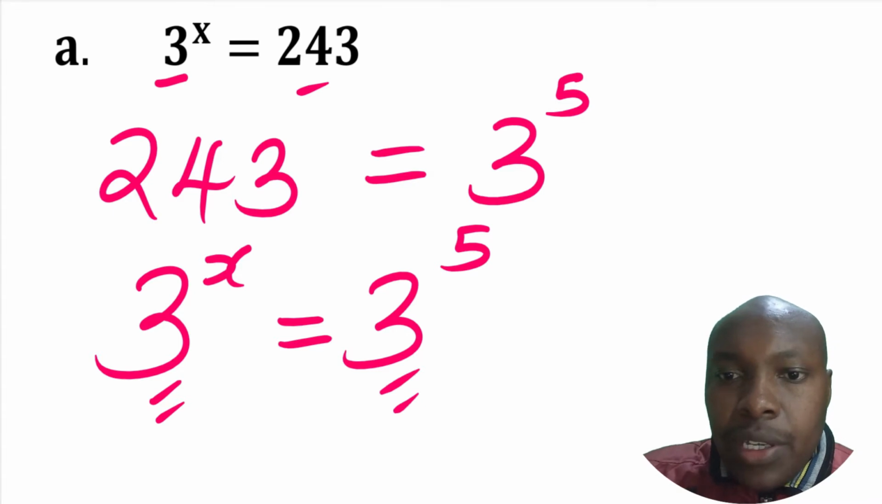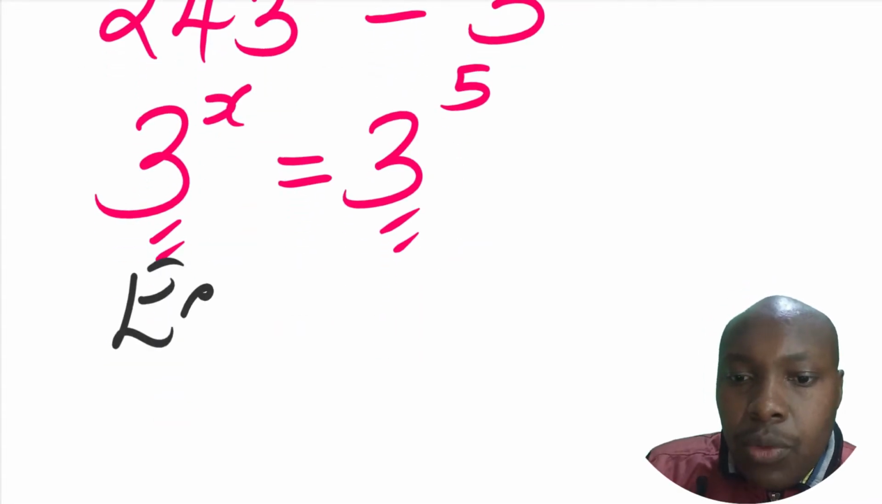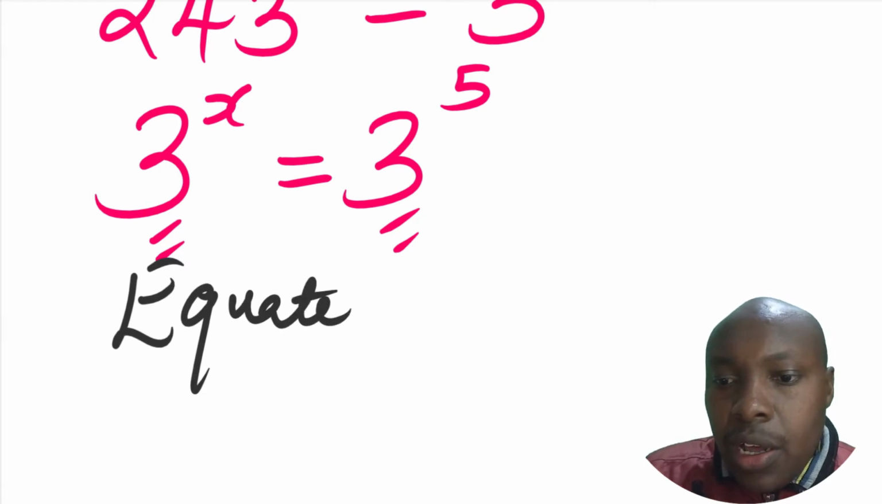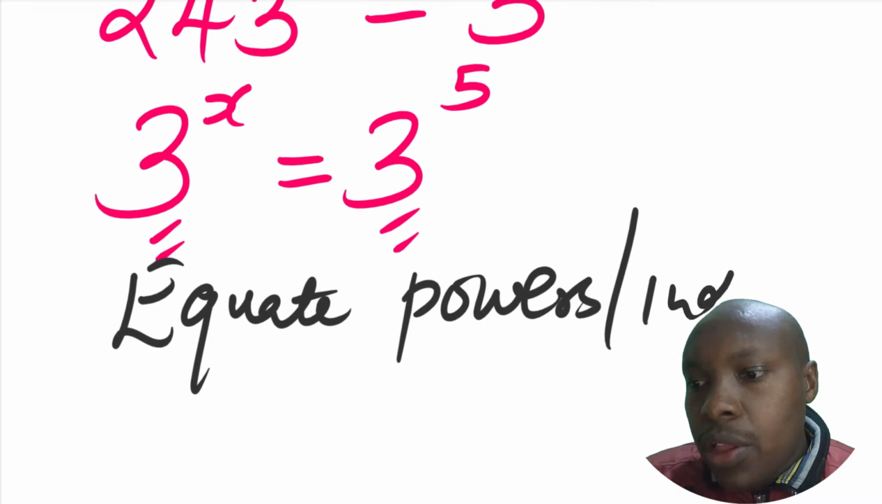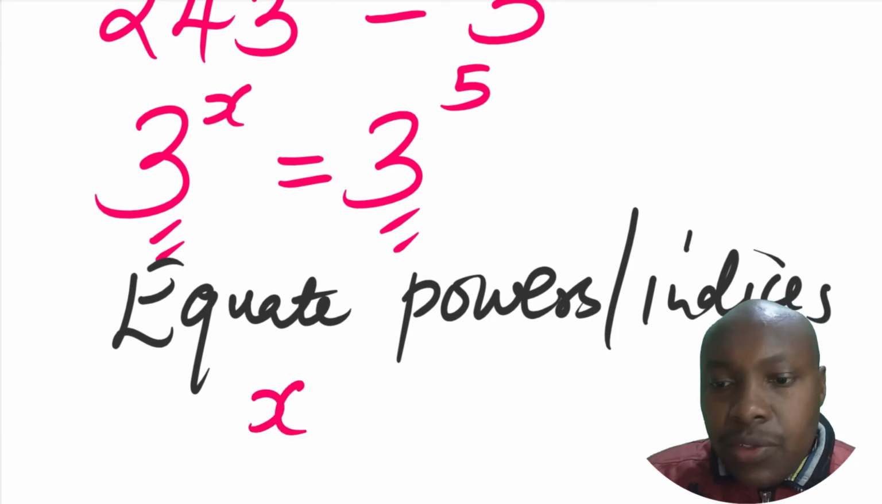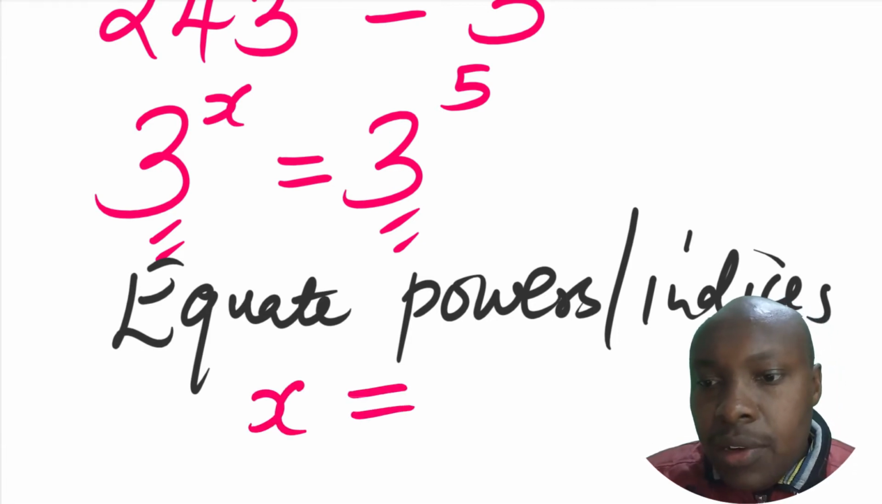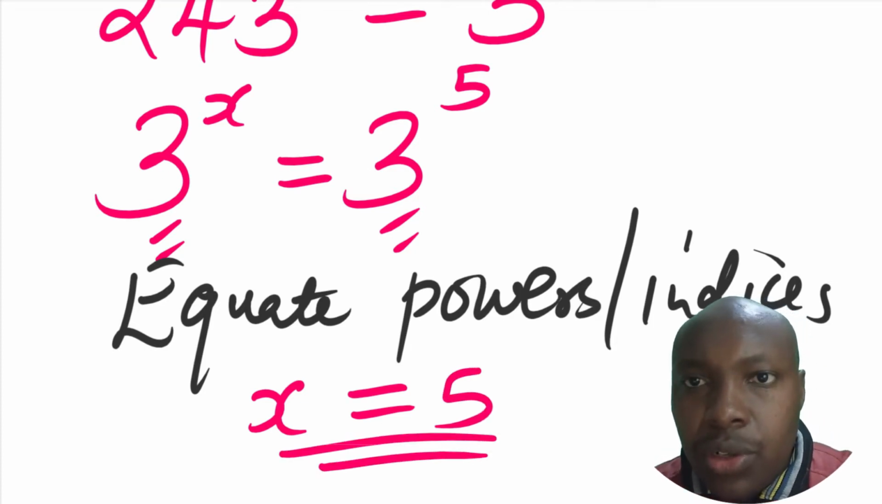So if the base is the same, to get the solution for x, we equate the powers. We equate the powers or the indices. And the power on the left hand side is x, and on the right hand side is 5. So therefore, the solution for that question is x is equal to 5.